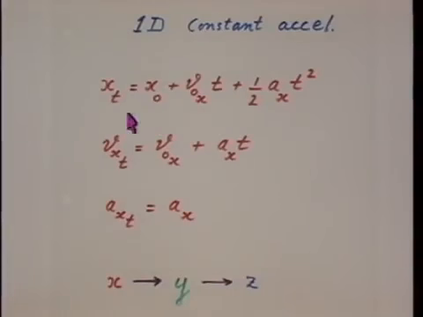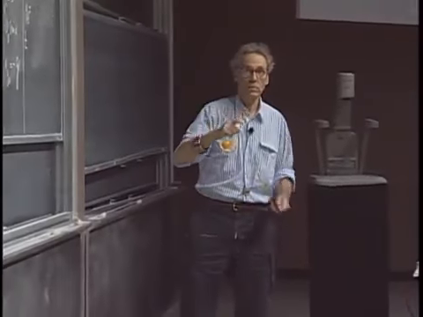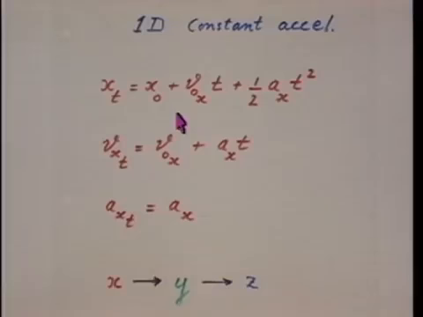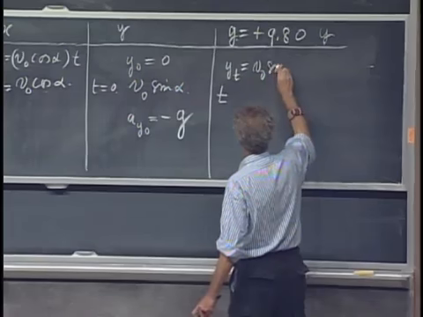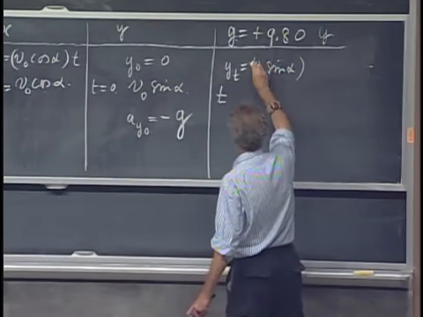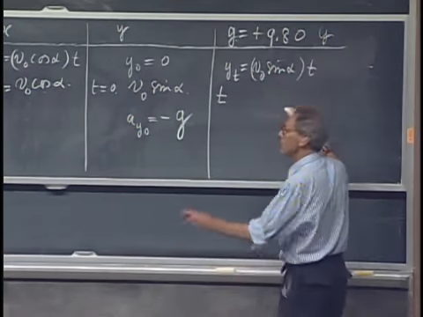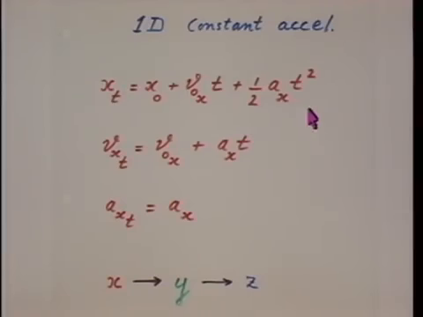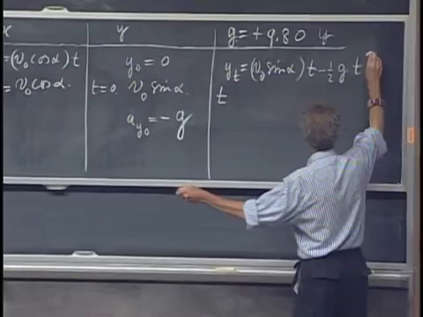y0 is 0. So we have y as a function of time. y0 is 0, so we don't have to work with that. So I get v0y times t. So I get v0 sine alpha times t plus 1/2, but it is minus 1/2 gt squared.